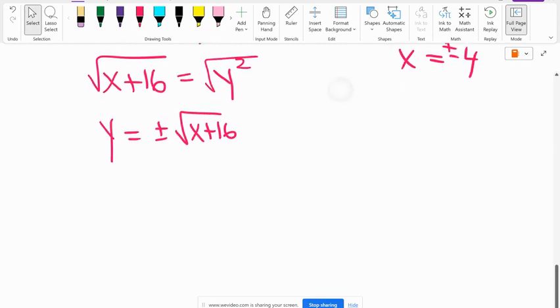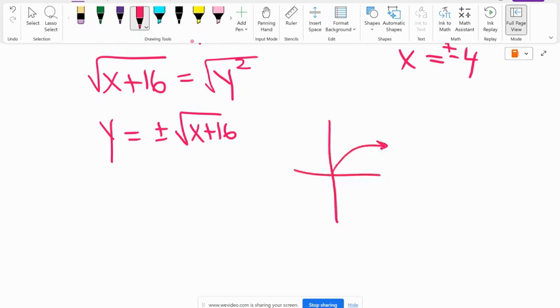This is what makes the parabola, guys. Because the square root, what does the square root look like? It's not a parabola. The square root is a shooting star. But when you have a positive shooting star and a negative shooting star, they come together to make a parabola.